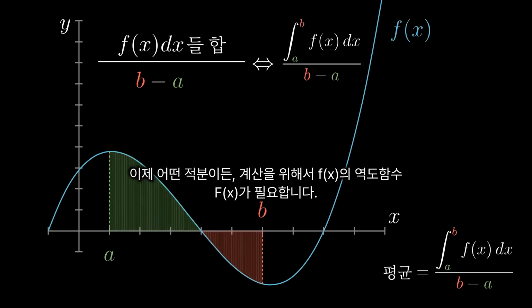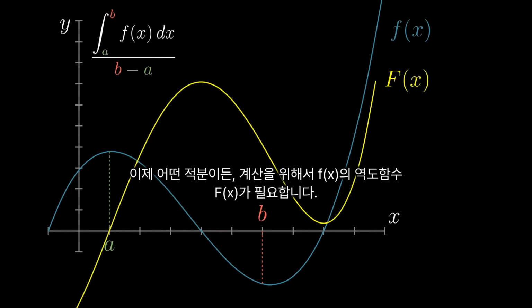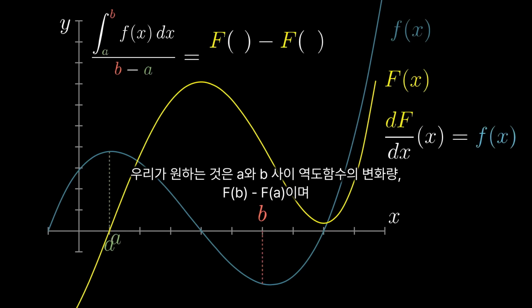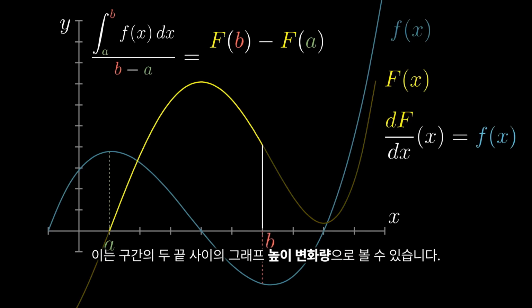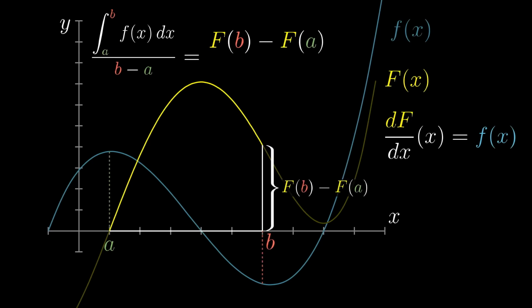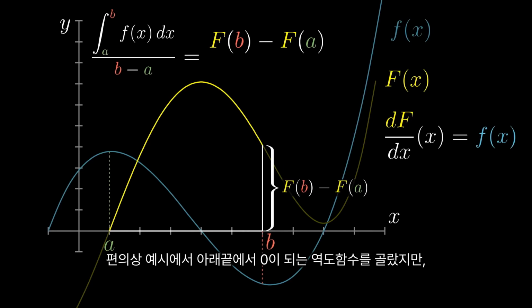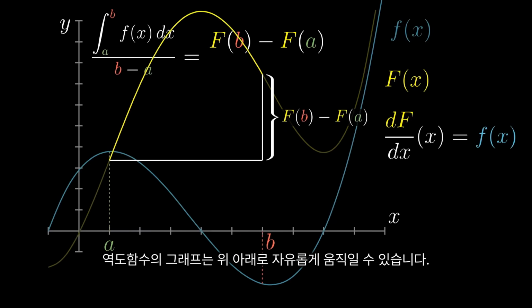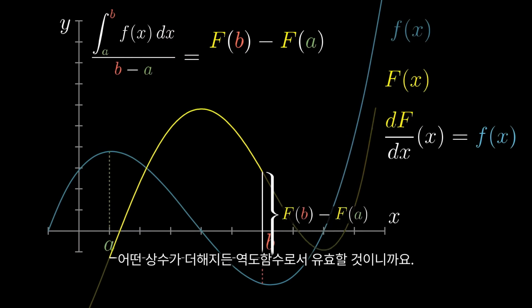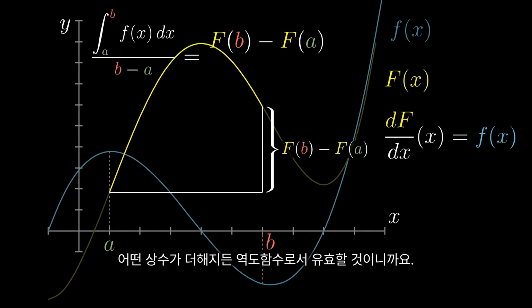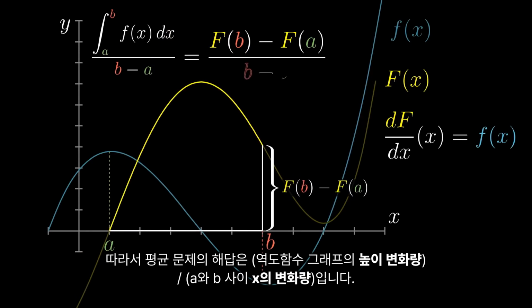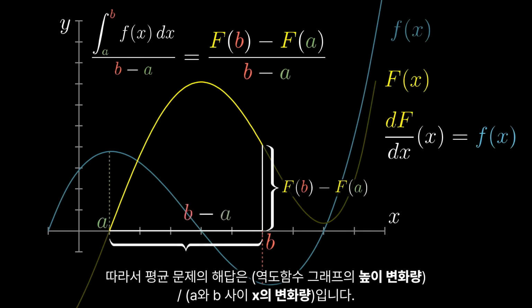Now, for any integral, evaluating it comes down to finding an antiderivative of f of x, commonly denoted capital F of x. What we want is the change to this antiderivative between a and b, capital F of b minus capital F of a, which you can think of as the change in height of this new graph between the two bounds. I've conveniently chosen an antiderivative that passes through 0 at the lower bound here, but keep in mind, you can freely shift this up and down, adding whatever constant you want to it, and it would still be a valid antiderivative. So the solution to the average problem is the change in the height of this new graph divided by the change to the x value between a and b.